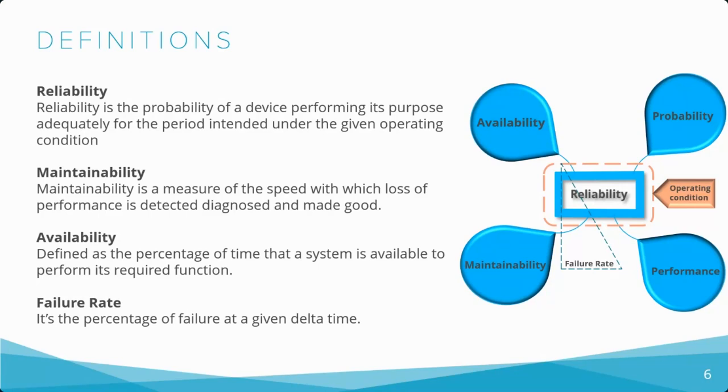Maintainability is the probability that a unit or system will be restored to a specified condition within a given period. It is a characteristic of the design and installation of the unit or system. Hence, availability, or the time an equipment is functioning correctly while in use, depends both on reliability and on maintainability. It is measured in a variety of ways, but it is principally a function of downtime. Failure rate is the percentage of failures in a given delta time. I am trying to slowly introduce the technical aspects which shall help in coming slides.